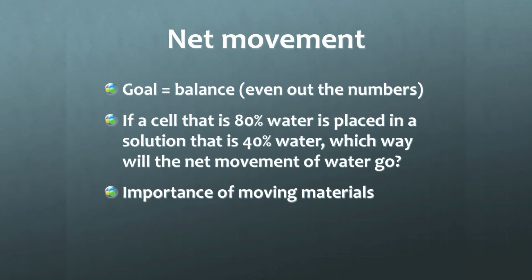So now remember, our goal is to balance. So picture in your mind you have a scale, 80% on one side, 40% on the other. If I want to make those two numbers the same, I have to take some of the 80 and add some to the 40. That means that the cell that's 80% of the water, I'm going to take some of that water, or the cell is going to lose water. So the net movement will be the cell losing water, or the water is getting out of the cell.